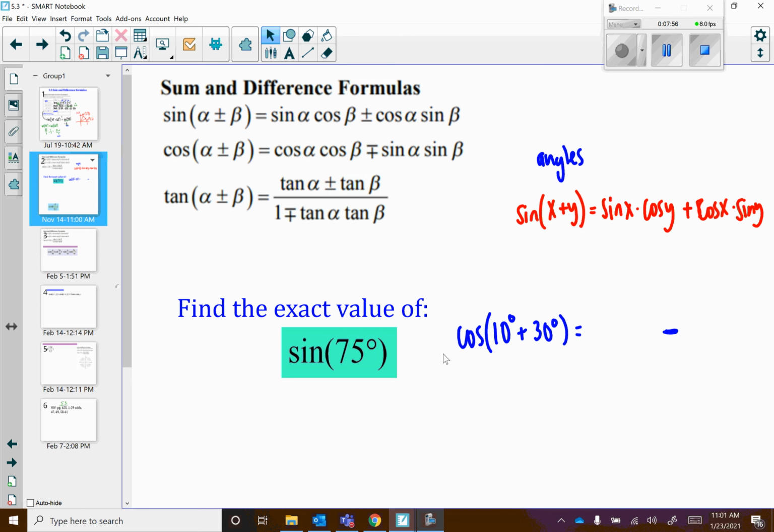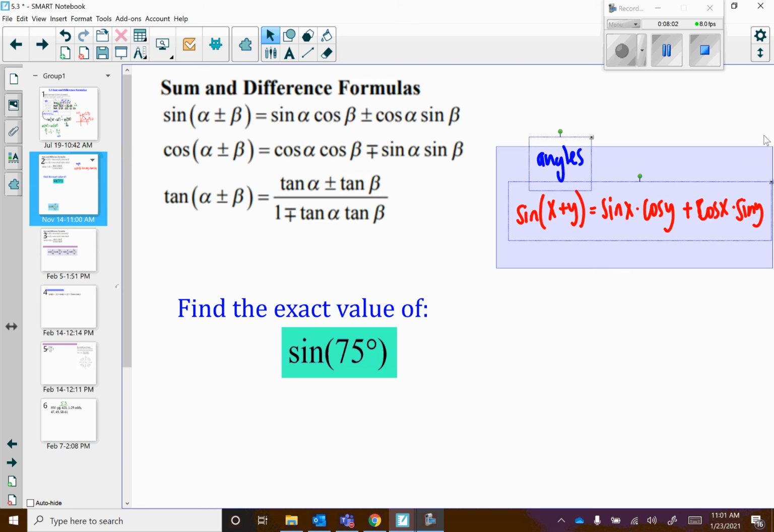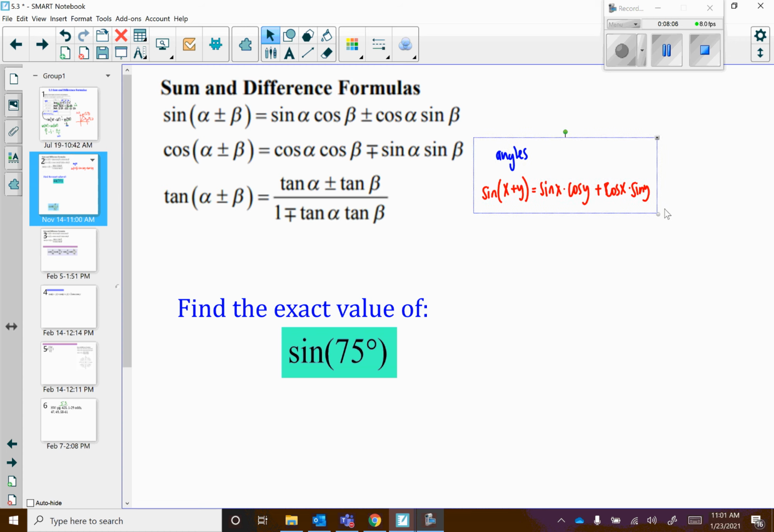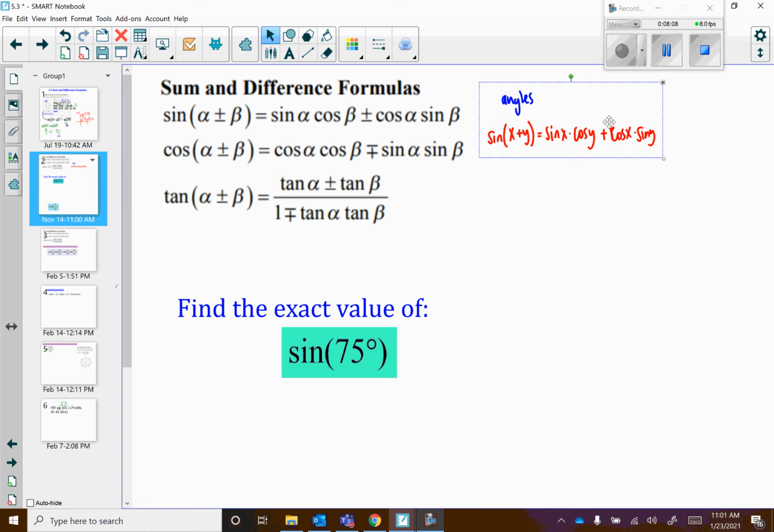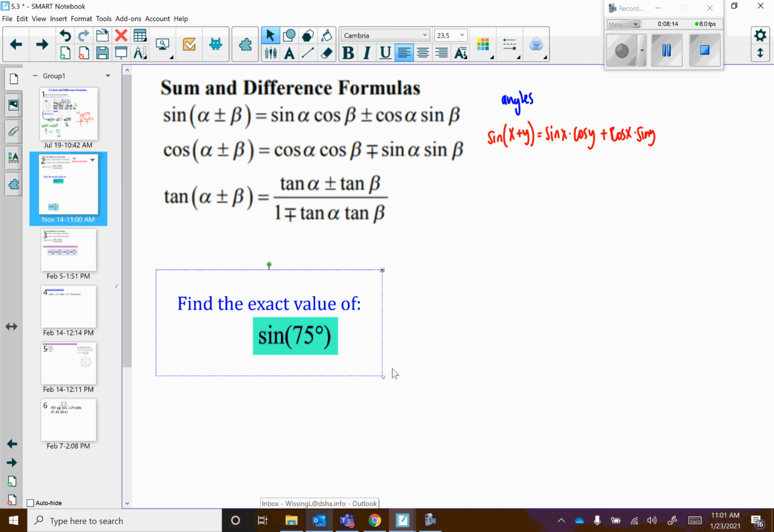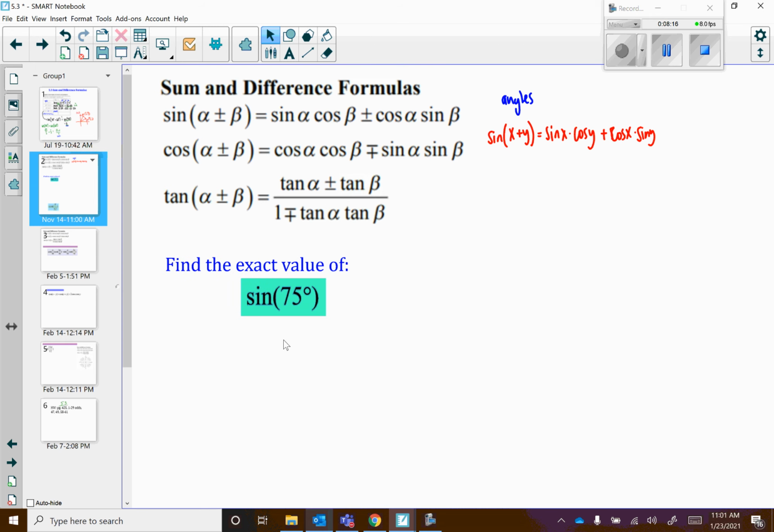As I mentioned earlier, you will be given all of these formulas here on a test or a quiz. I'm not expecting you to memorize them, but I do need you to understand how to use them. So we're going to do this example right now in this video, and then we'll practice a little bit more in class together. It says, find the exact value of sine of 75 degrees.